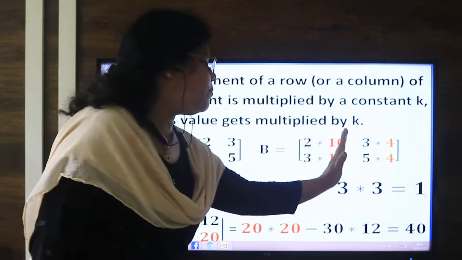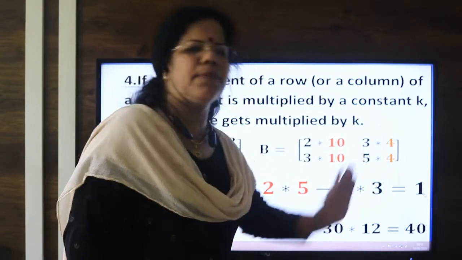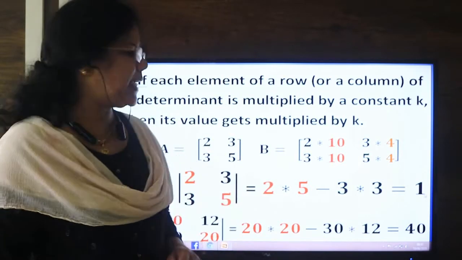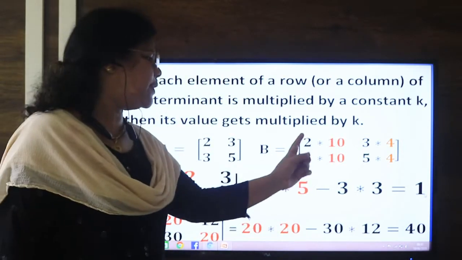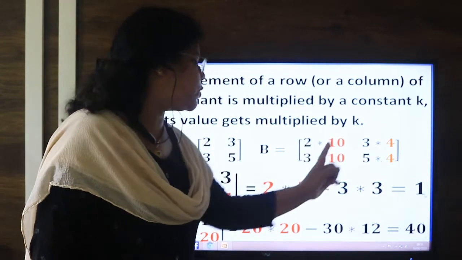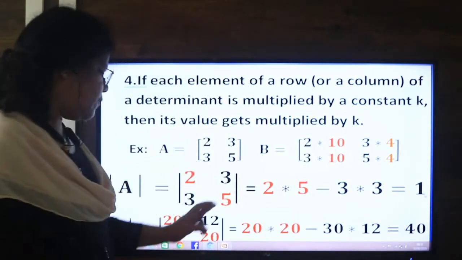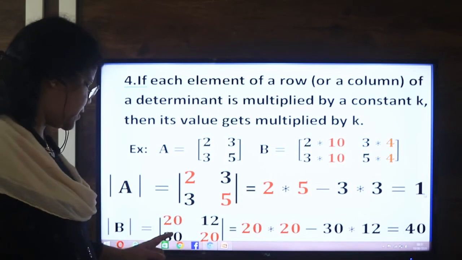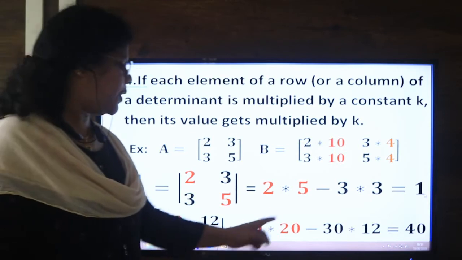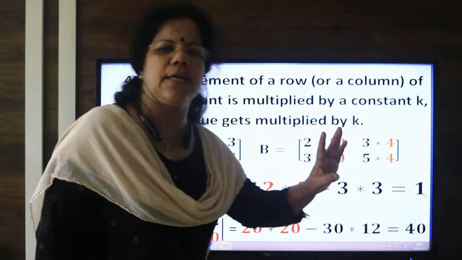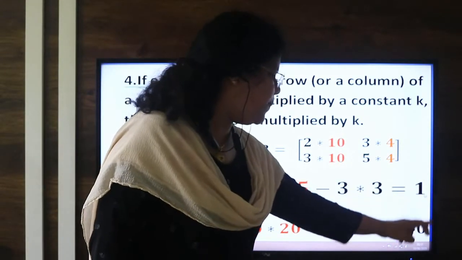Here first column multiplied with 10, second column multiplied with 4. What is the change in the determinant value? Here, direct expansion, determinant 20, 12, 30, 20. We will get 20 into 20, 400, minus 360, 30 into 12. So 400 minus 360 is 40. Now see this relation, 1 becomes 40.